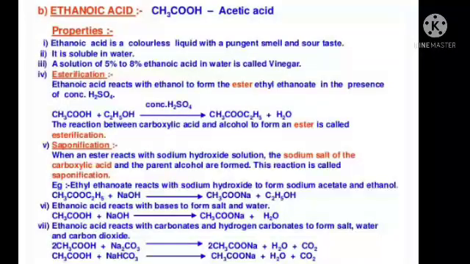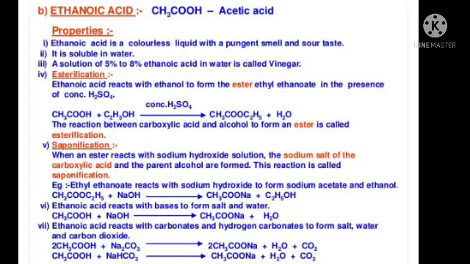The next one is ethanoic acid, that is CH3COOH, acetic acid. Properties are: it is a colorless liquid with a pungent smell and sour taste. It is soluble in water. It showcases the property of esterification. Ethanoic acid reacts with ethanol to form the ester, that is ethyl ethanoate, in the presence of concentrated H2SO4.